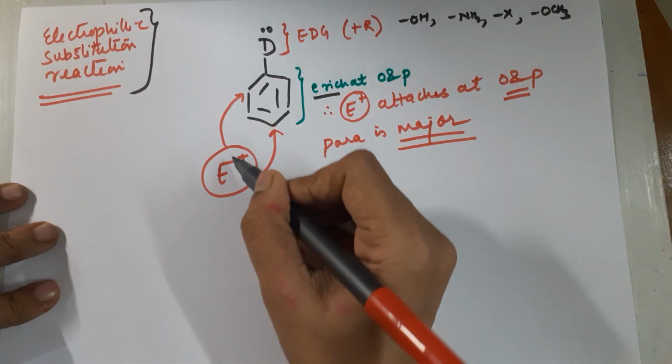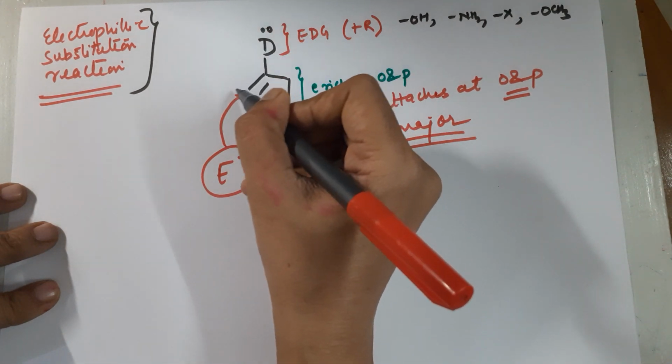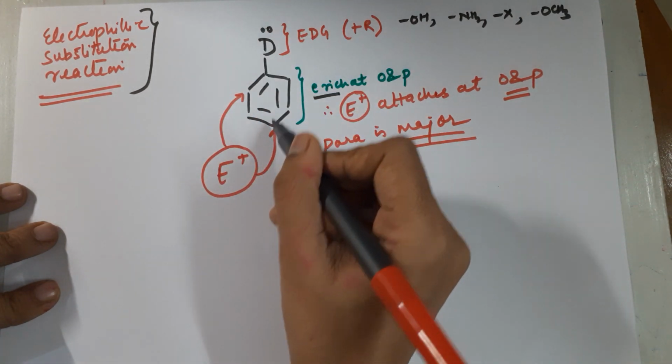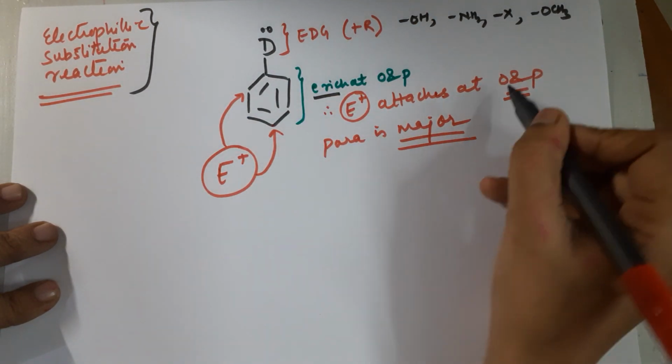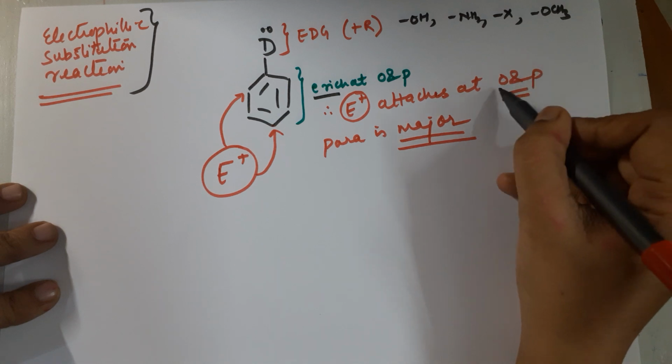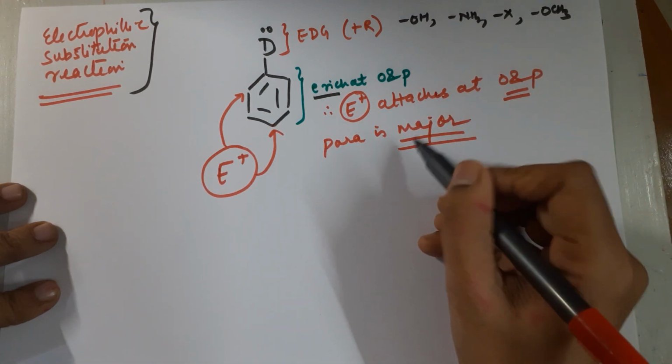Here, when the E positive, the electrophile, attacks the ortho position, there is this D group which might hinder the approach. But this position is very far off from the D. So whenever you have an electrophile, the ortho and para positions are attacked. Major position is always para.